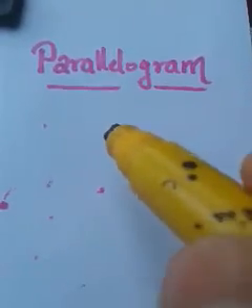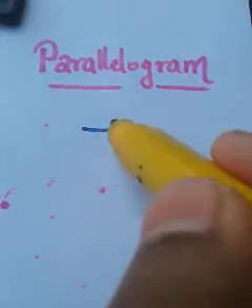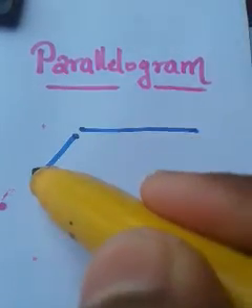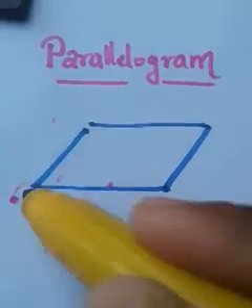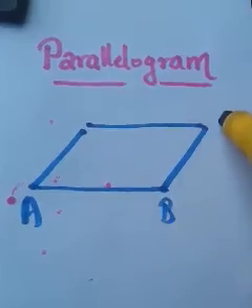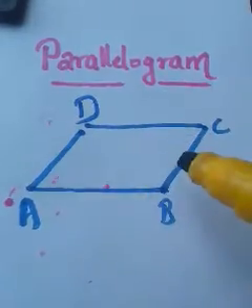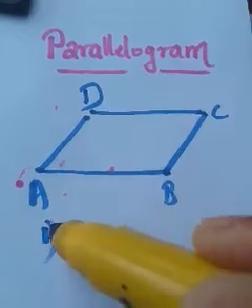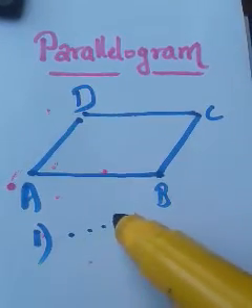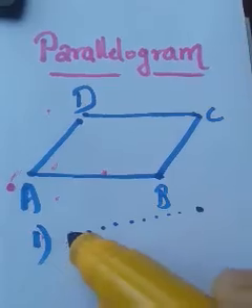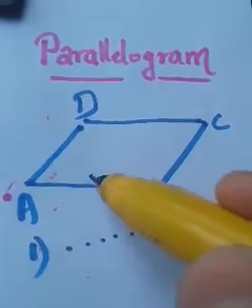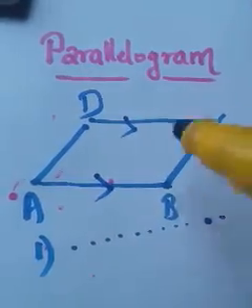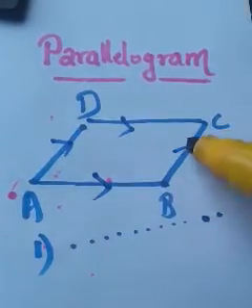Then we are moving to parallelogram. What do you mean by parallelogram? See, this is the general shape of a parallelogram. What are the features of parallelogram? In parallelogram, first feature is opposite sides are parallel, right? Opposite sides are parallel. Means AB and DC should be parallel and AD and BC should be parallel.